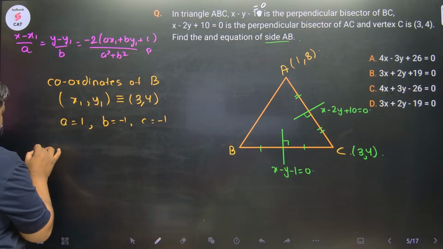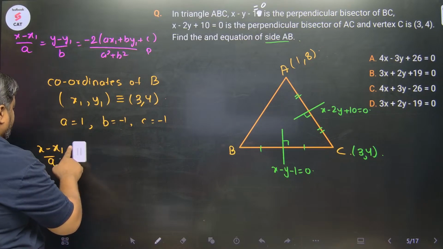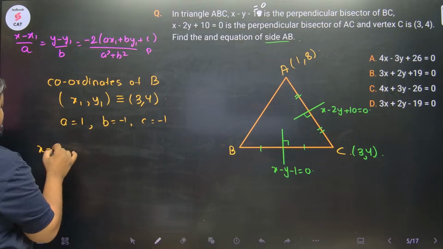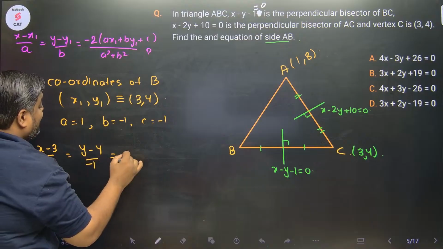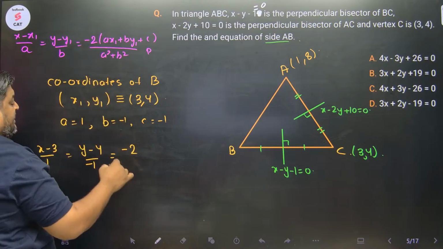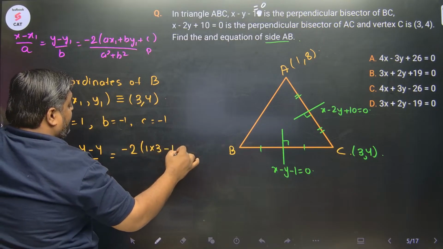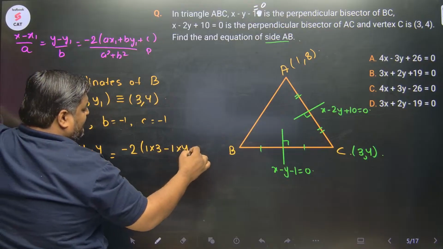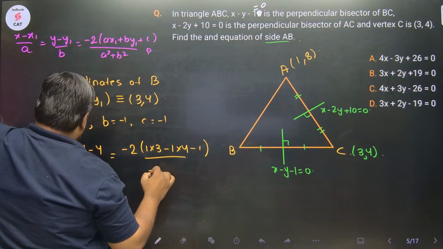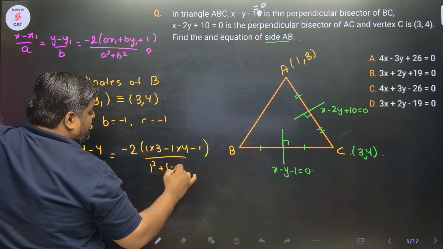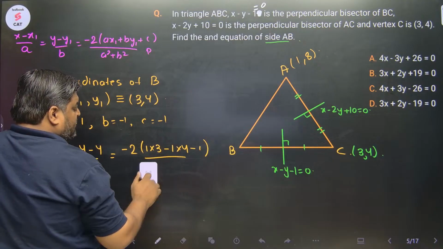Chalo, let's use the same formula. X minus x1 upon A equals y minus y1 upon B. X minus 3 upon 1 equals y minus 4 upon minus 1 equals minus 2 times A x1. So this is 1 into 3, B y1 minus 1 into 4 plus C minus 1 upon A square plus B square. So 1 square plus minus 1 square. This is A square plus B square. This is 2.